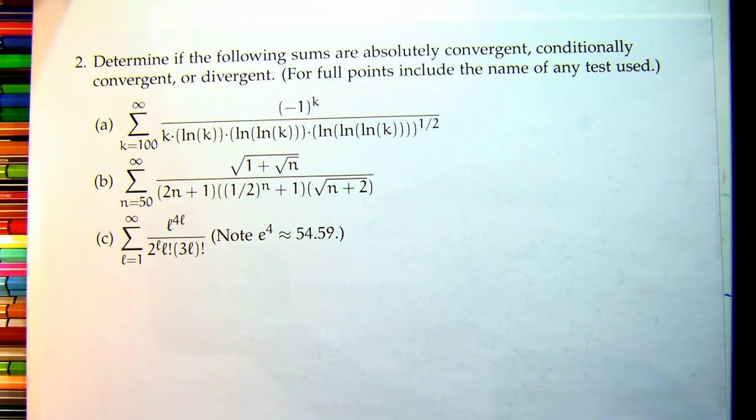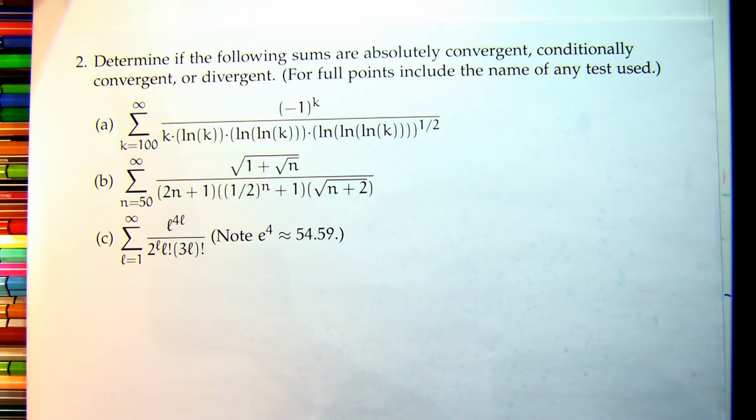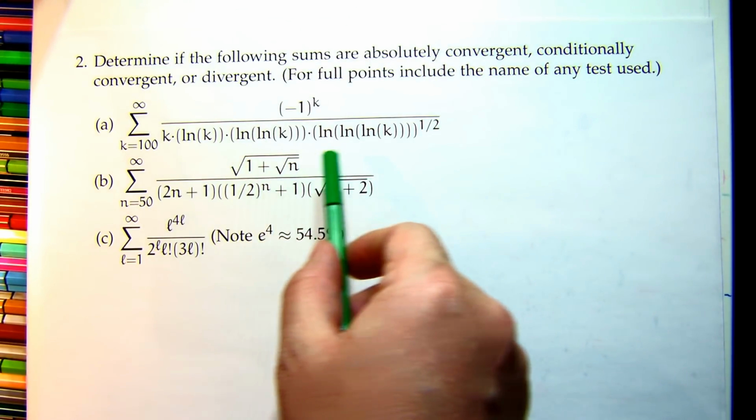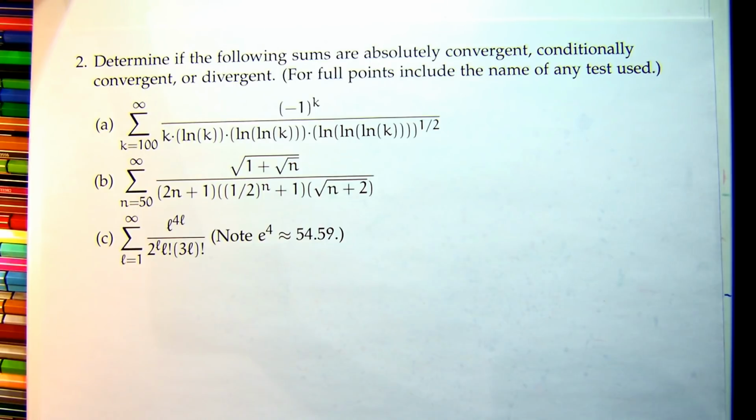Okay. So, I guess we'll go through these in order. Don't worry, I have spare paper. I don't think we're going to be able to fit it all on this one sheet. Okay, A. The sum, k equals 100 to infinity, negative 1 to the k, over k log k, log log k, to the 1/2.